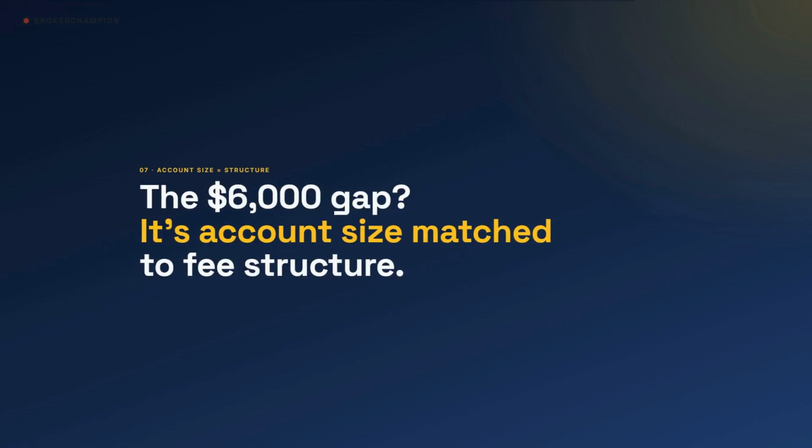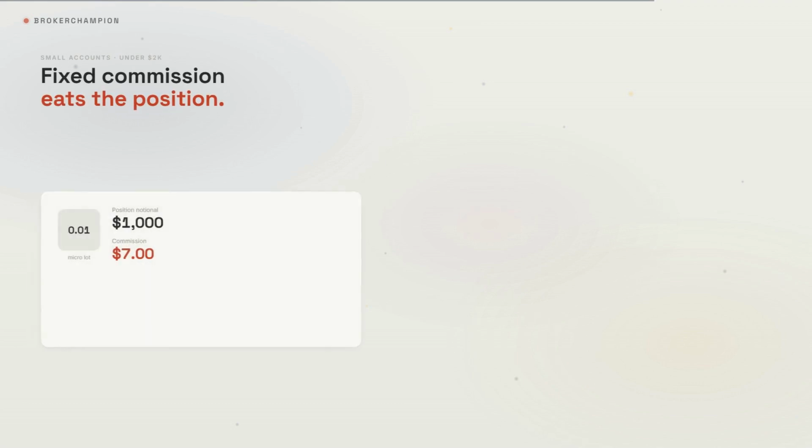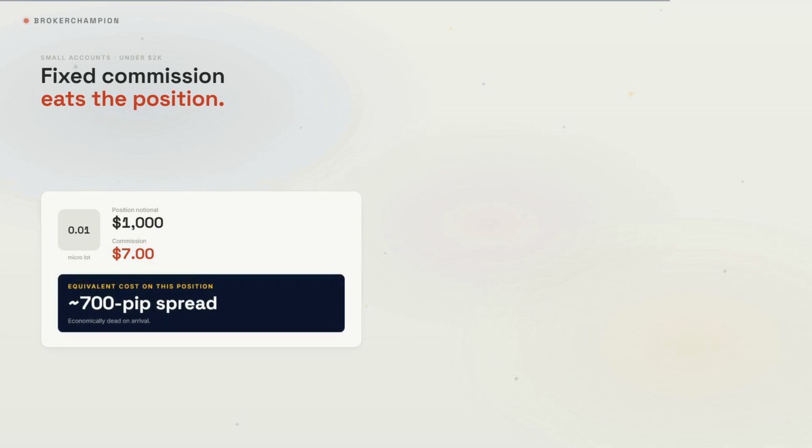Okay, now the part I promised. Why 2 traders running the same strategy can pay $6,000 apart per year. It's not the strategy, it's the account size matched to the fee structure. Small accounts under $2,000 get crushed by fixed commission. Pay $7 on a 0.01 lot trade worth $1,000 of notional, and the fee is the equivalent of a 700 pip spread on that position. Economically dead on arrival.